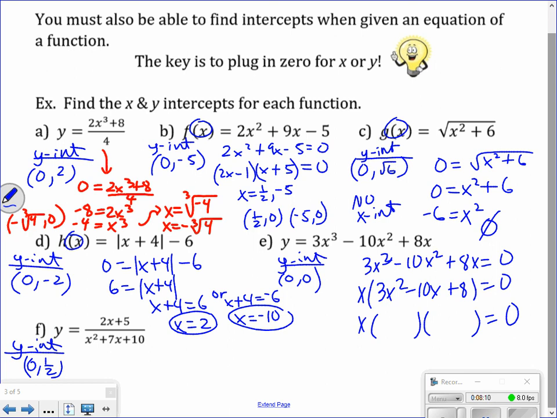So this plus 8x in this problem right here, this is supposed to be a negative, because when I was working it out, it did not factor right. I made a mistake. So it's being negative.